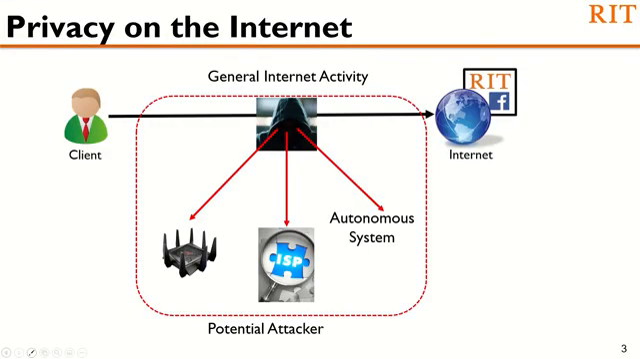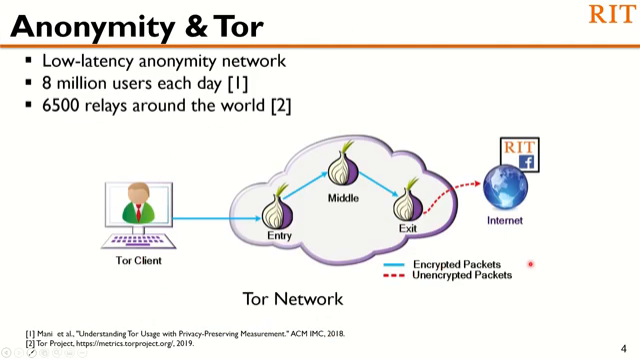In our general internet activity, it is possible that potential attackers can exploit the network traffic and deduce our internet activity. The attackers include, but are not limited to, a wireless traffic sniffer, our internet service providers, and the autonomous system.